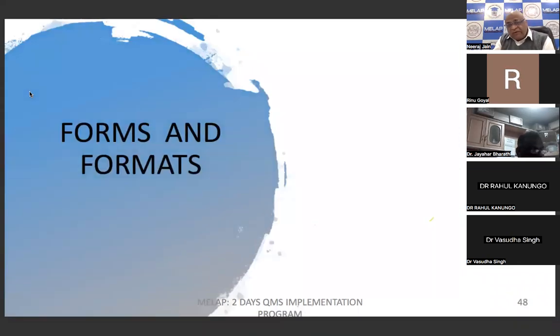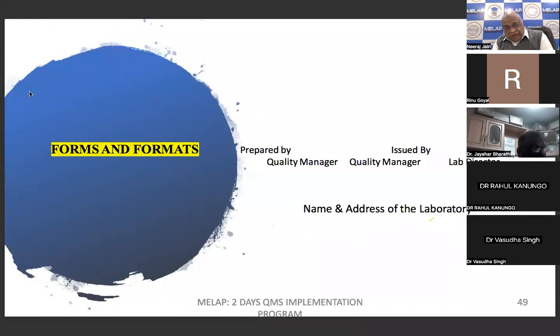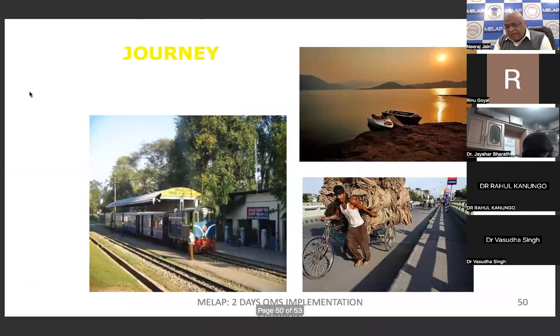Then you have to create different forms and formats. All these shall be prepared by an authorized person, then approved by some authorized person, and issued by, again, some authorized person. And it shall also have the name and address of the laboratory.